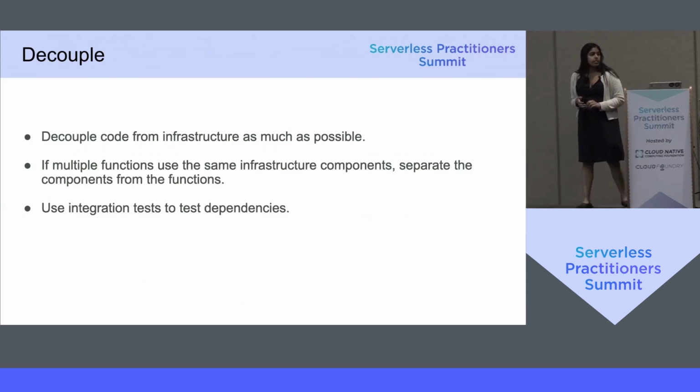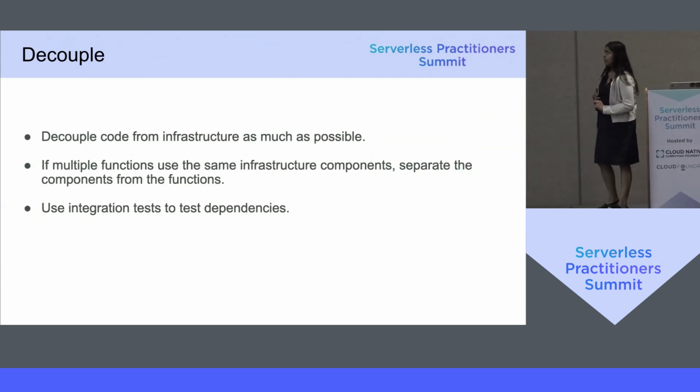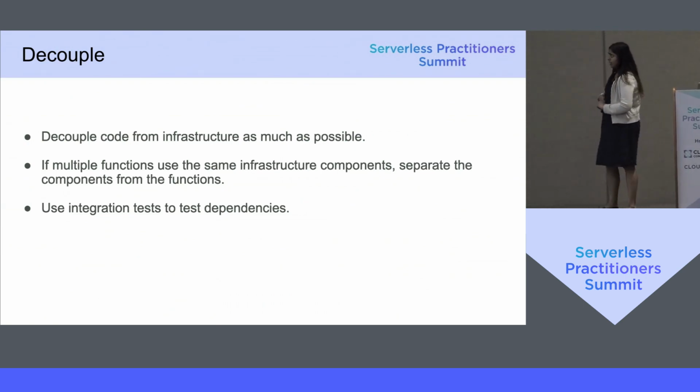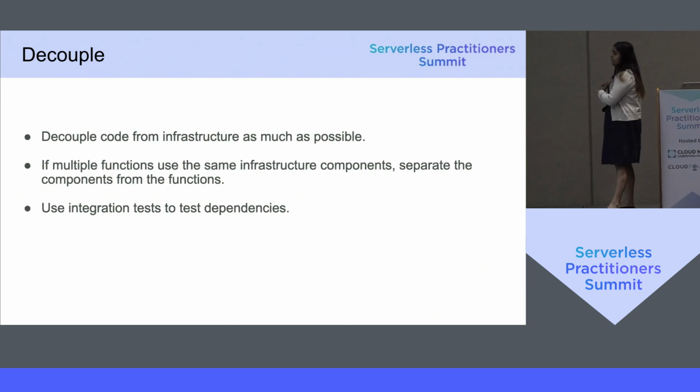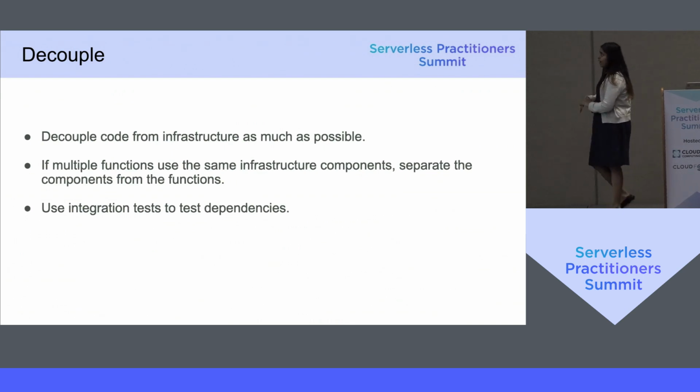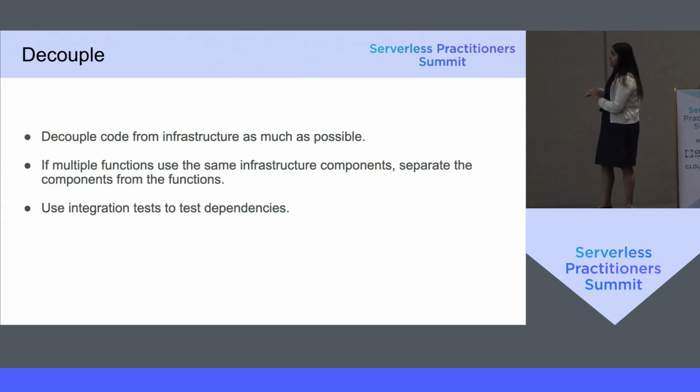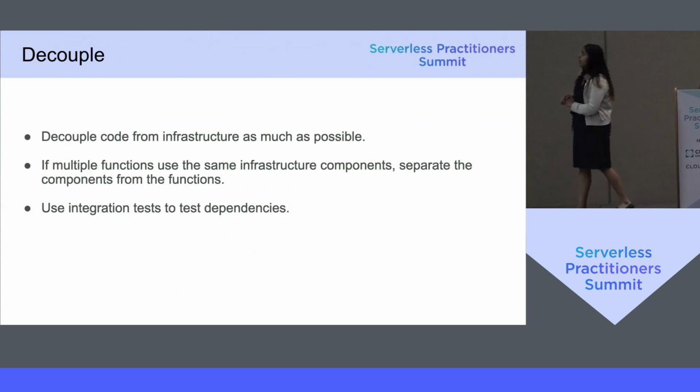The first thing you can do is decouple your code from your infrastructure as much as possible. And I actually saw this second thing in the Serverless Framework best practices: if you have two different functions that are using the same component, then take that infrastructure component out of your Lambda function, put it inside a separate repo, and have that run on its own.